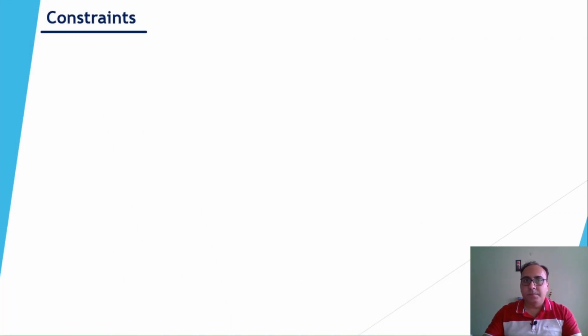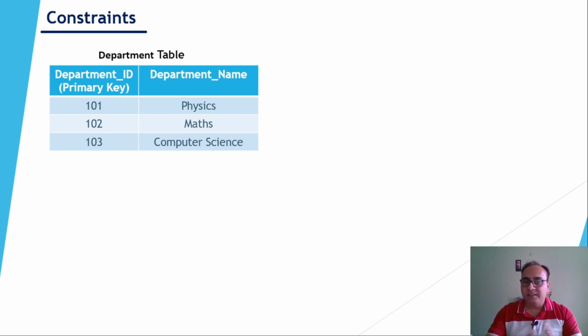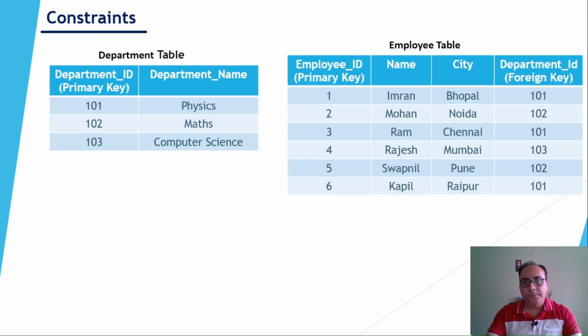Let's understand this primary key and foreign key relationship in a better way using an example. We have the table department, which has two columns, department ID and department name. Then we have another table, employee, which has 4 columns. In the department table, department ID is the primary key. In the employee table, employee ID is the primary key, but department ID in the employee table is a foreign key. What can this column store? It can store whatever value exists in the department ID column of the department table.